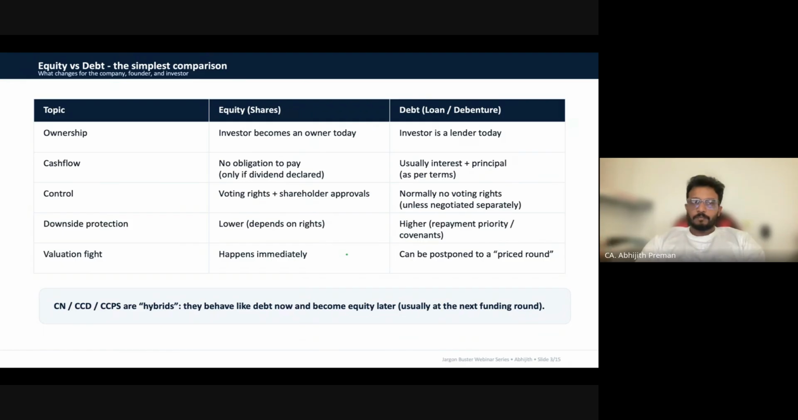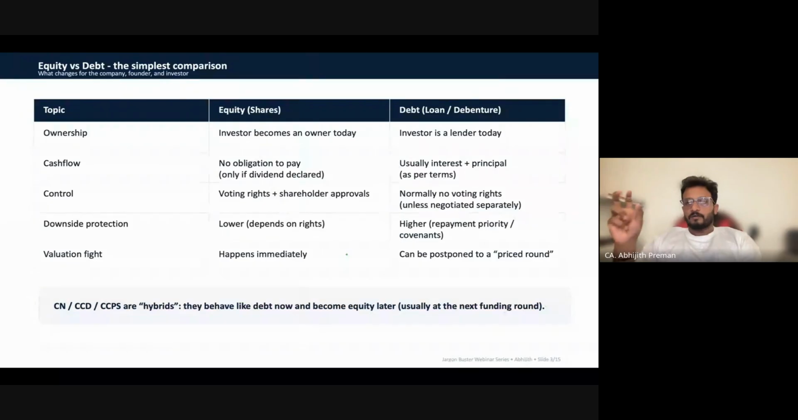Okay, so downside protection is lower in equity, it's higher in debt. The valuation fight in equity happens immediately. On the day of signing itself, you will have to agree upon the valuation. What is the value of the company? How to determine that? On what basis have you arrived at the value? All those questions come on day one itself. But in debt, it can be postponed to a price round.